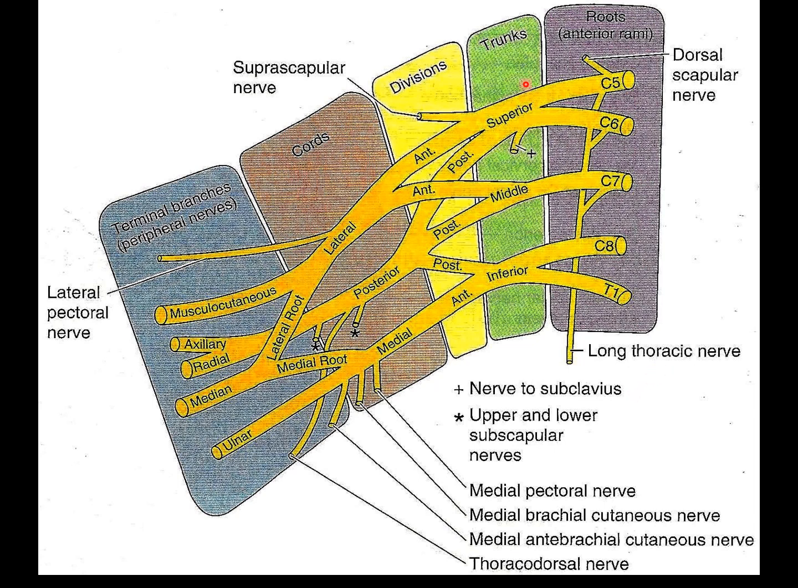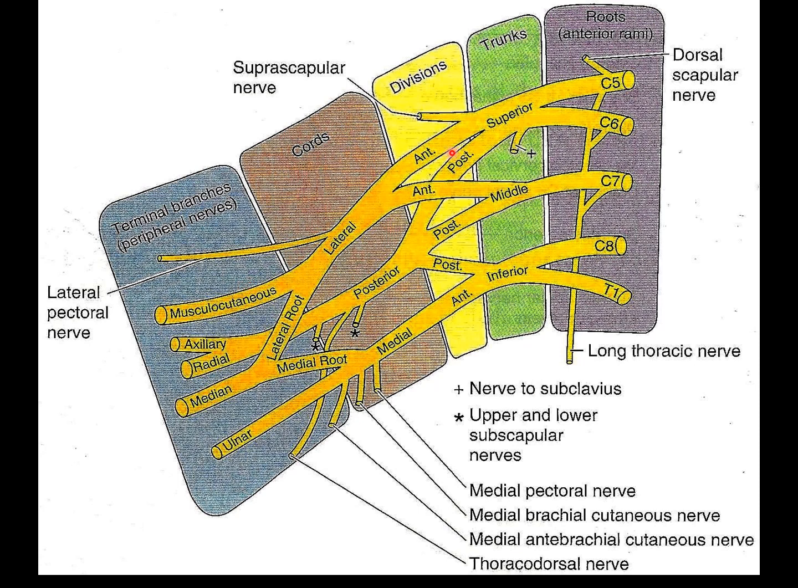For the trunks, only the superior or upper trunk gives branches. The middle and inferior or lower trunks do not give any branches in the brachial plexus. Only the upper trunk gives two branches: one is the suprascapular nerve and the other is the nerve to subclavius. So two nerves emerge from the upper or superior trunk. Then there are no branches from the divisions.